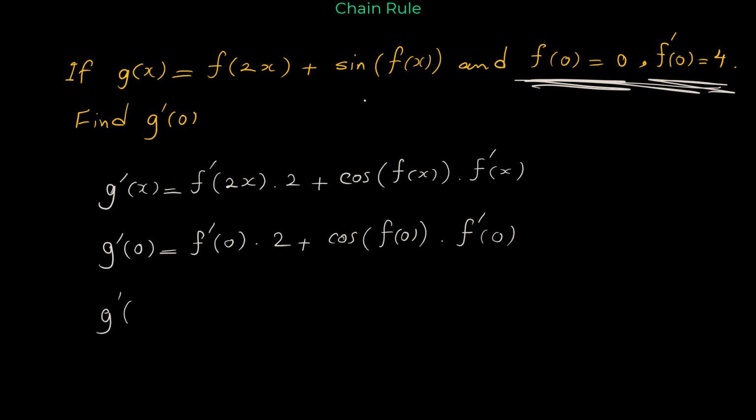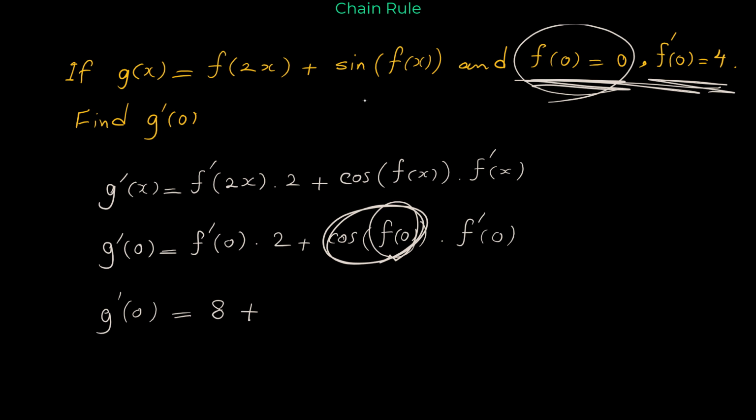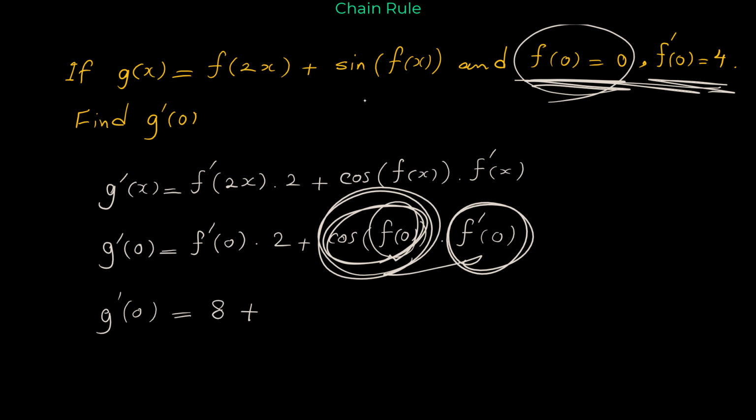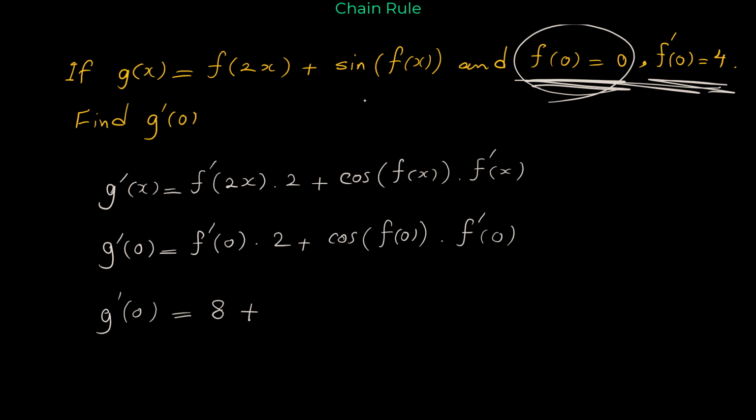So g prime of 0 equals 8 plus f of 0 is 0. So all of this is 0. Cosine of 0 is 1. Because cosine of 0 is 1, 1 times f prime of 0. F prime of 0, again, attention, is 4. So basically here we have 1 times 4, which is 4. So 8 plus 4 equals 12. So g prime of 0 is 12.